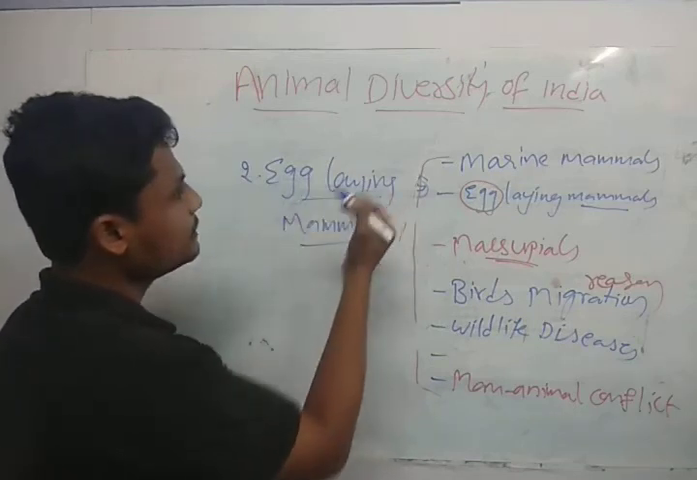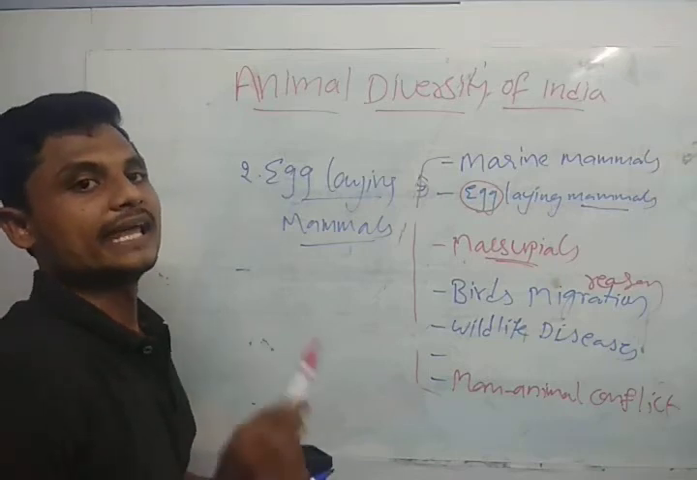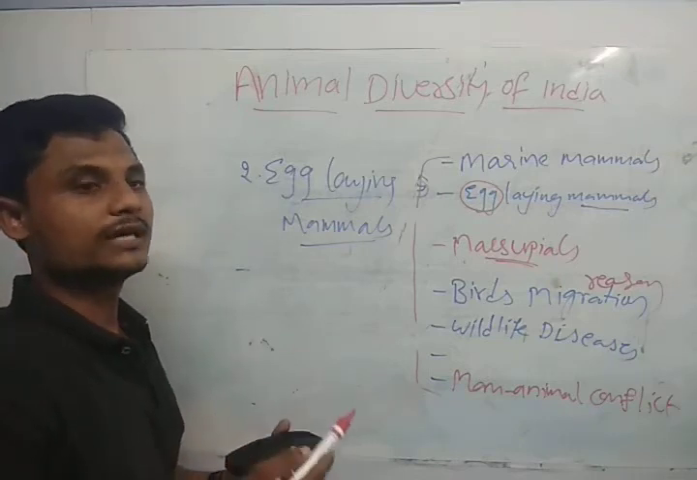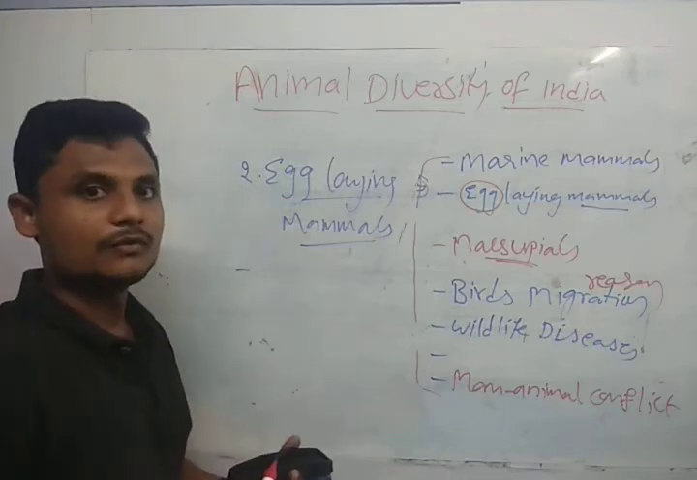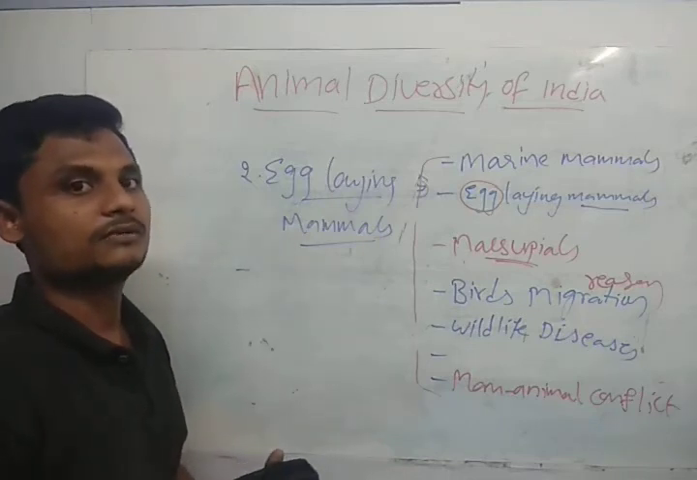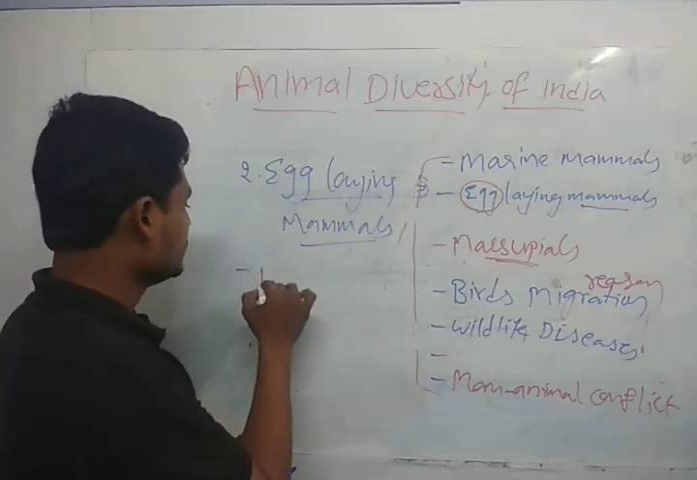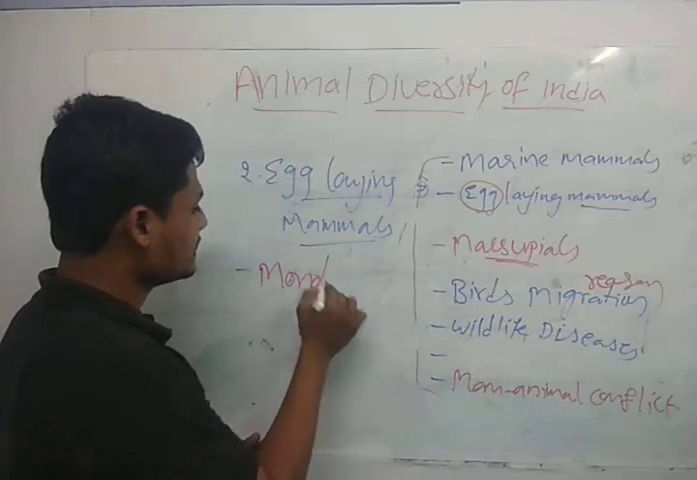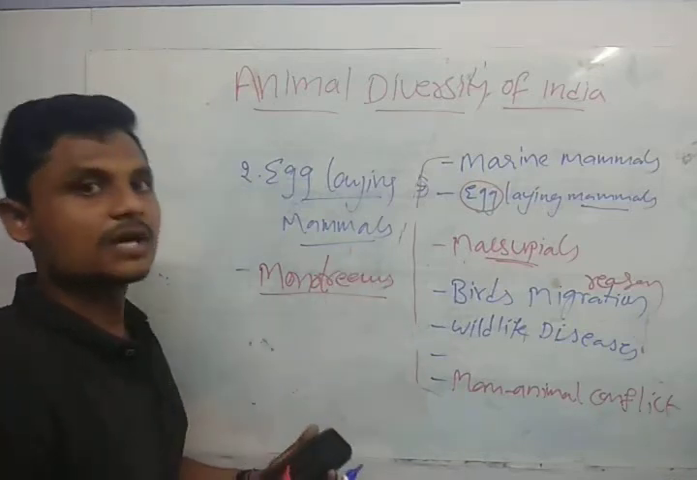Okay guys, we know that generally mammals give birth to their young ones. But we have egg laying mammals also. These are called monotremes. The egg laying mammals are called monotremes.